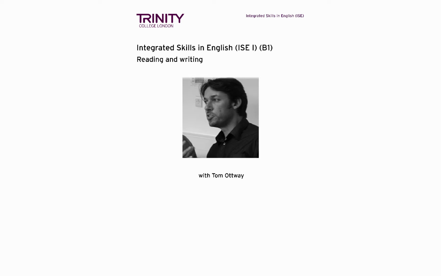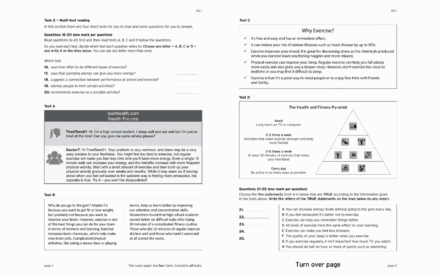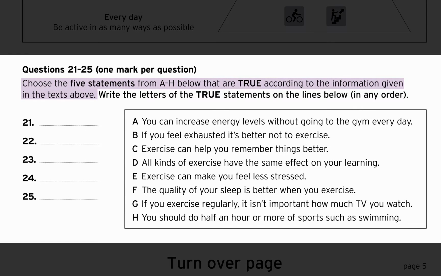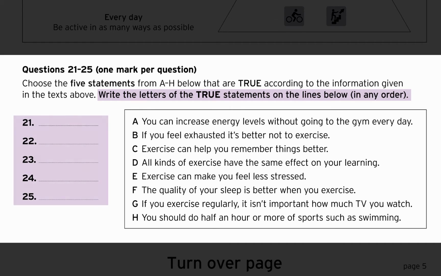Right now, I'll be showing you how to answer questions 21 to 25 of the multi-text reading in ISE 1, B1. Questions 21 to 25 ask you to choose the 5 statements from A to H below that are true according to the information given in the texts above. You will need to write the letters of the true statements on the lines below. So the gaps are 21, 22, 23, 24 and 25.